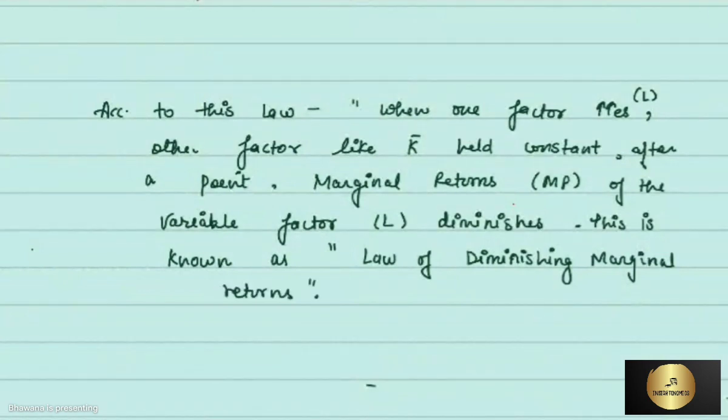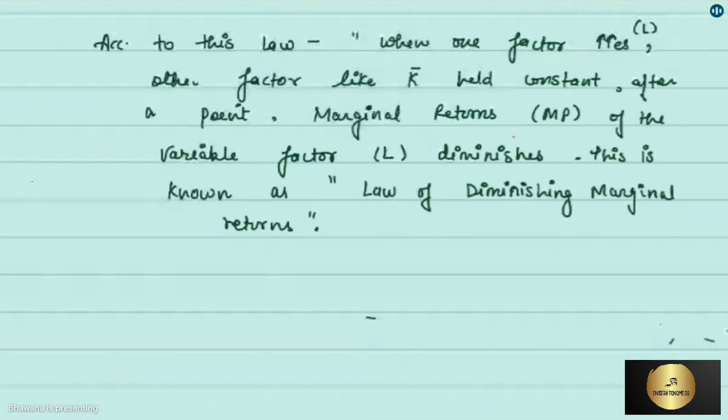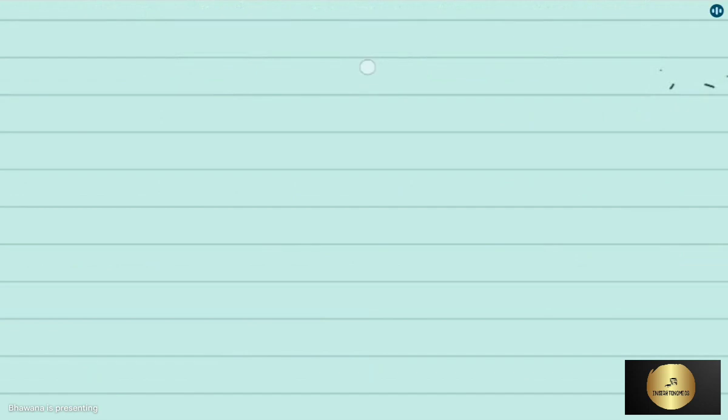Okay, so based on the law of diminishing marginal returns, when you keep one factor constant and then increase the variable factor, it will result in a fall in its marginal productivity, after a point. And as you increase more and more labor, the marginal productivity of labor will decline steeply.